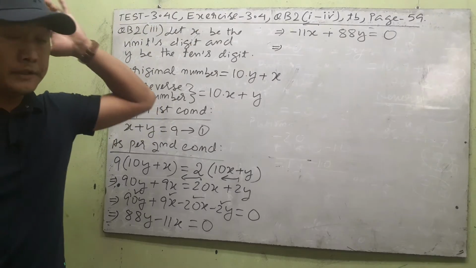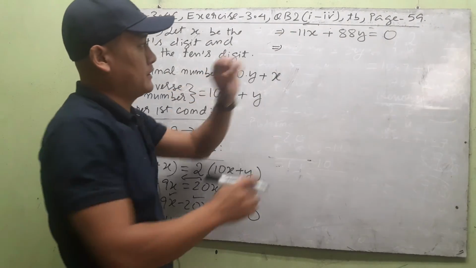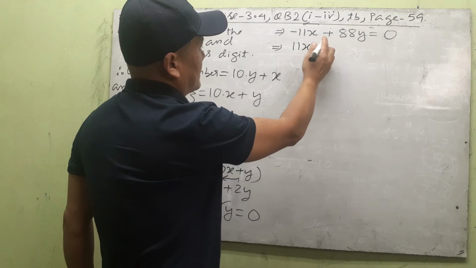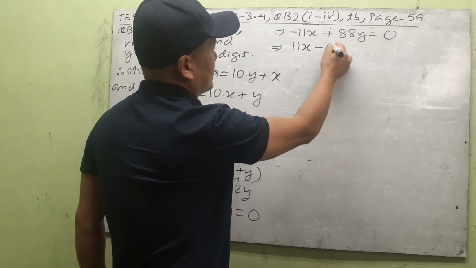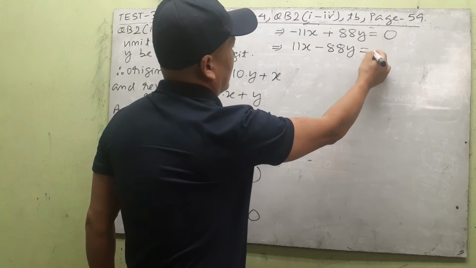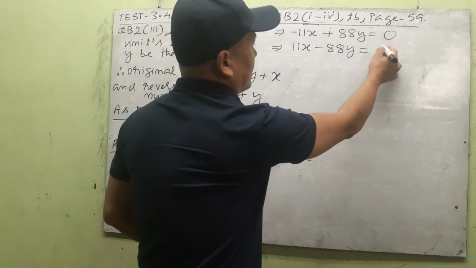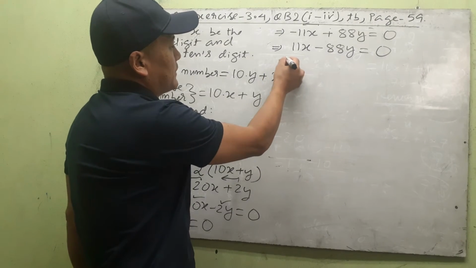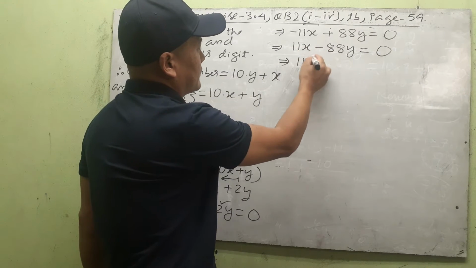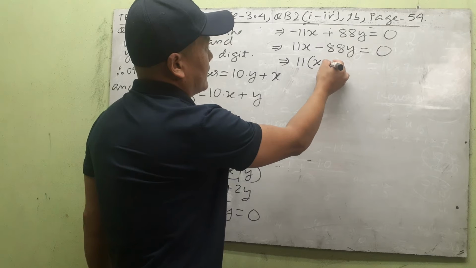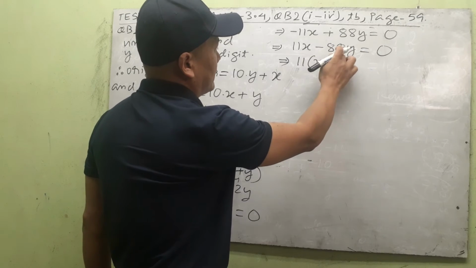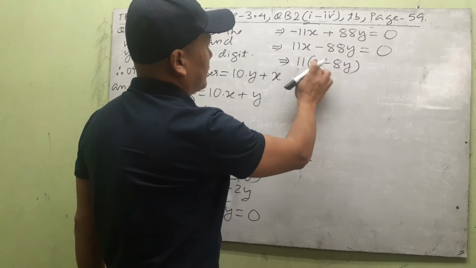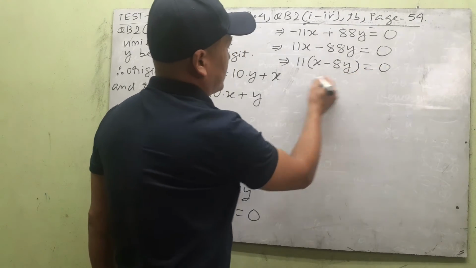That's okay, we can use it like this, but normally we want the first term to be positive, so change it to positive. Minus 11 to plus 11, then everything else will change too: minus 88y is equal to 0. No need to put a sign on 0, right? Now we can still make it simpler. 11 is a common factor, so take it out. x minus 8y, since 11 times 8y is 88y, and 11 times x is 11x, equal to 0.